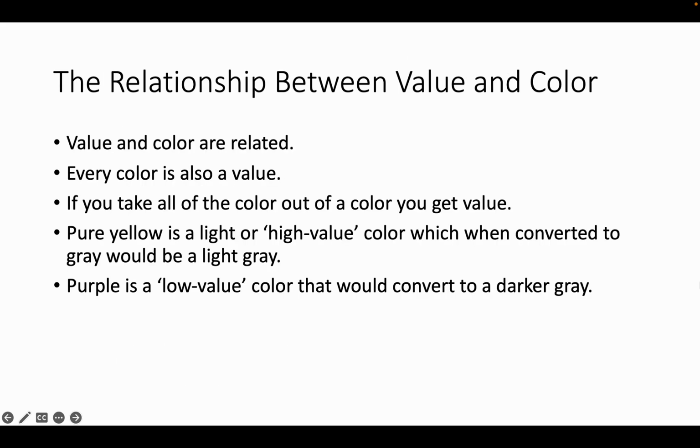Value and color are intrinsically related. Every single color has a value, i.e., your basic cadmium red is going to situate itself right in the middle of a value scale, if white is number 1 and black is number 9. If you take all of the color out, then you don't get any value. Yellow generally is a high value color, so that'll be like a number 2 if number 1 is white. And then purple is generally a low value color that would lend itself well to being something like a dark gray.